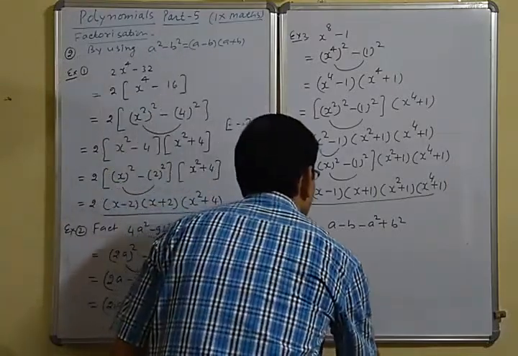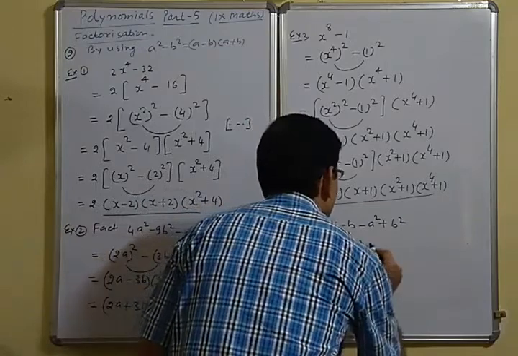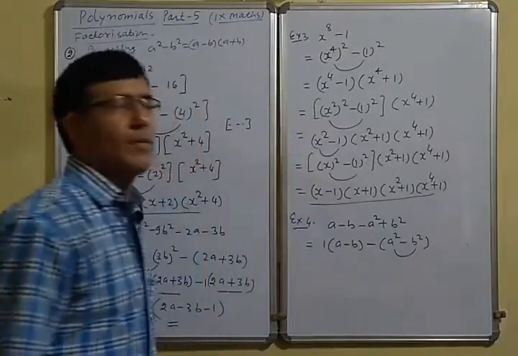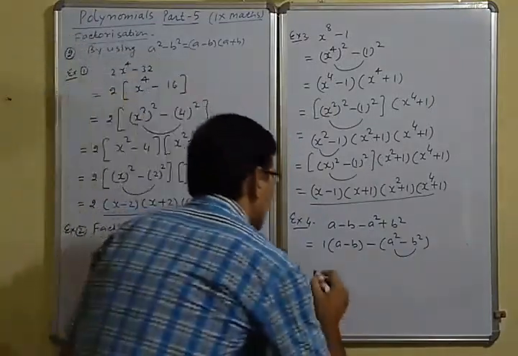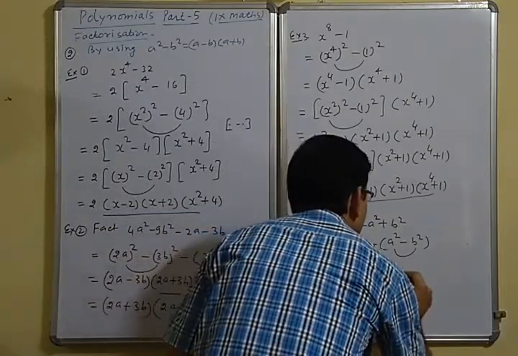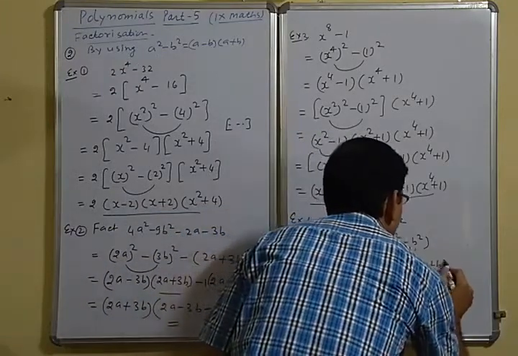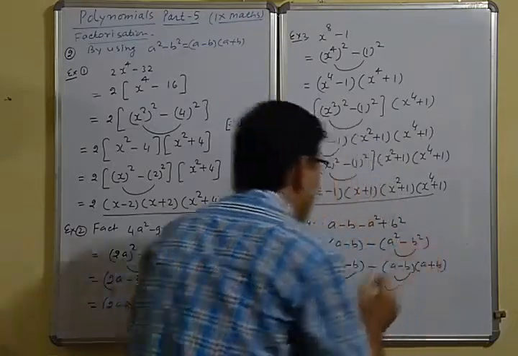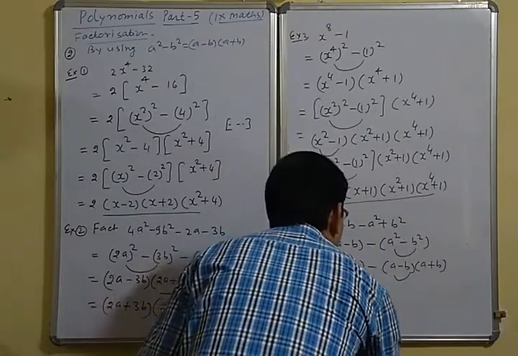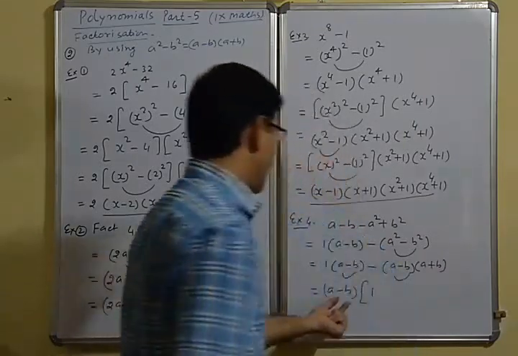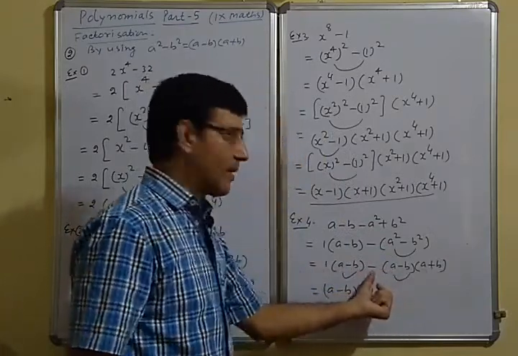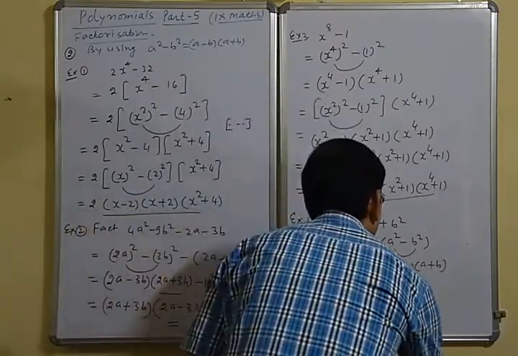So here 1 is common with a minus b, and here minus is common, that is a square minus b square. Here we will use the formula a square minus b square. So what it becomes? 1 times a minus b, and in the other bracket a plus b. A minus b is common, so you take it common from these two. In the other bracket what will we get? 1, and then a plus b, but the sign is minus. So it becomes minus a minus b.